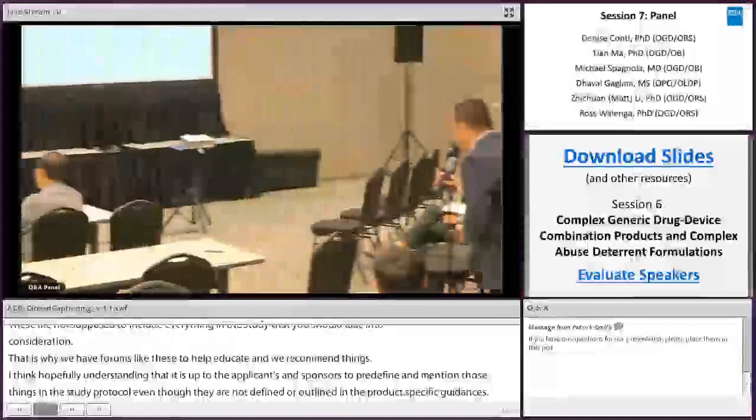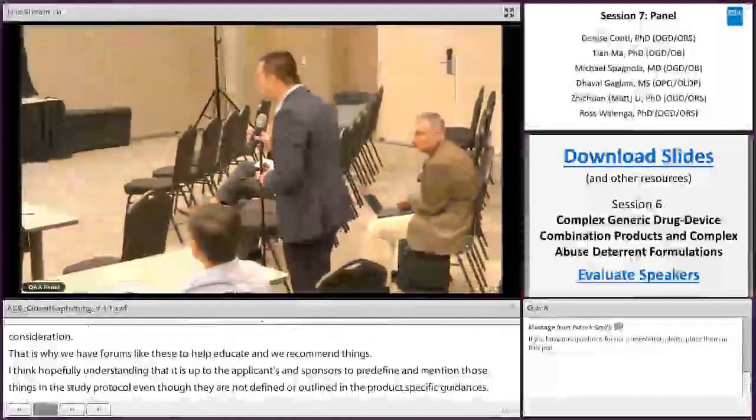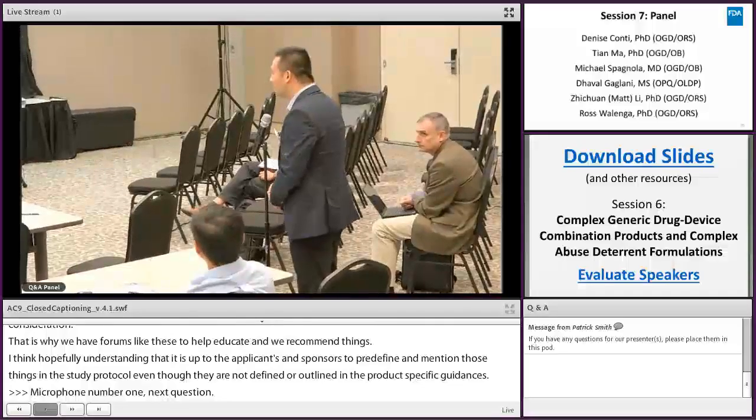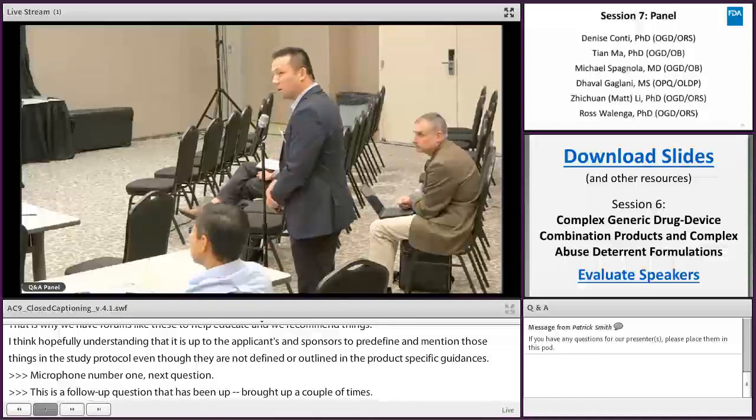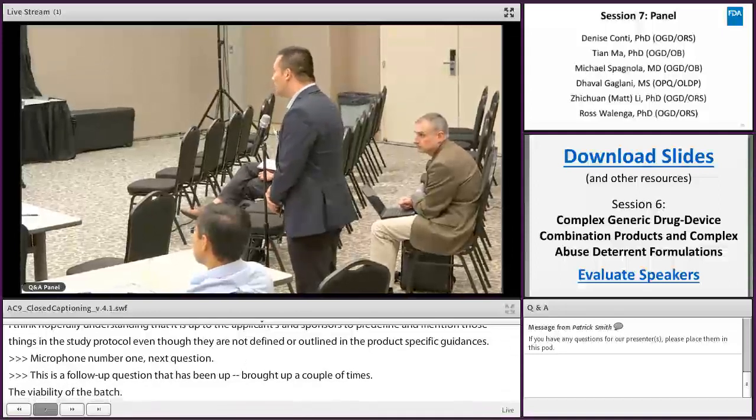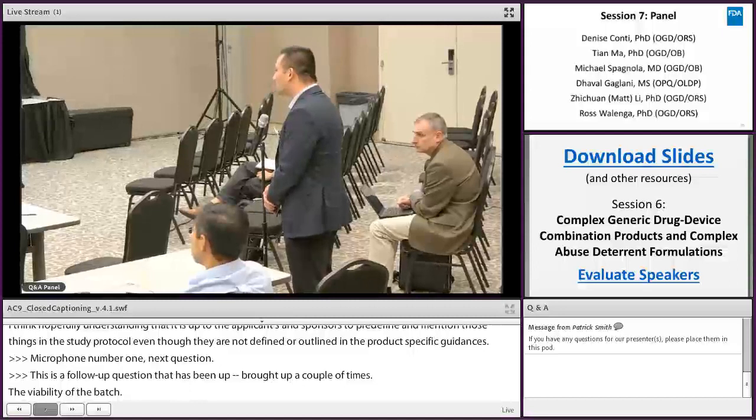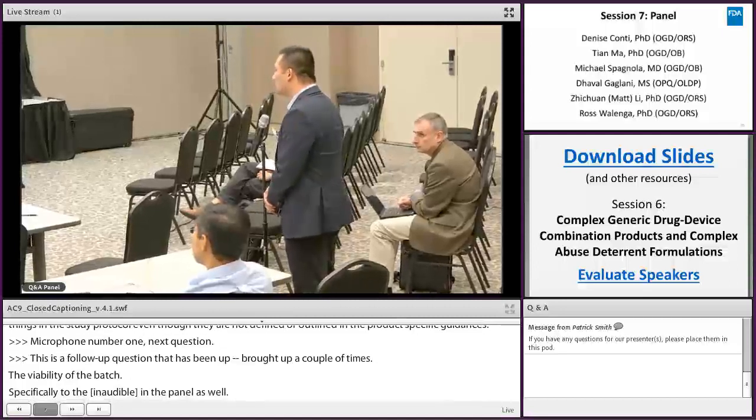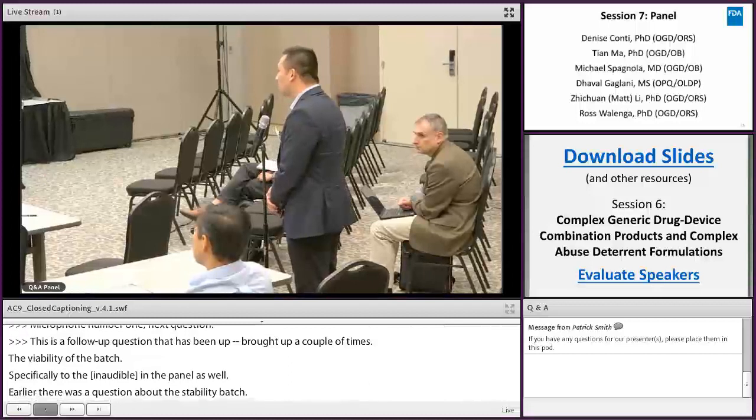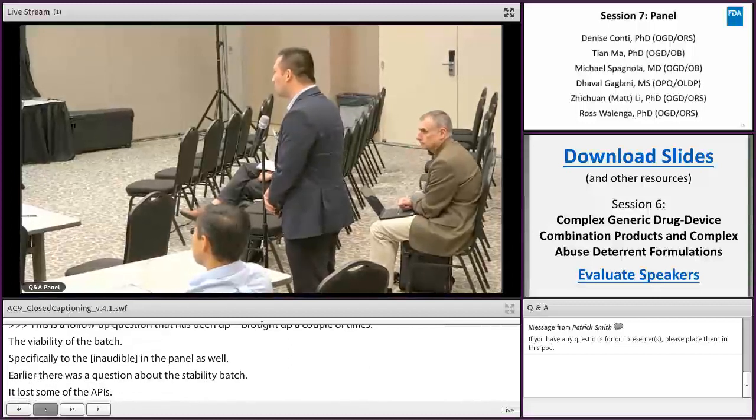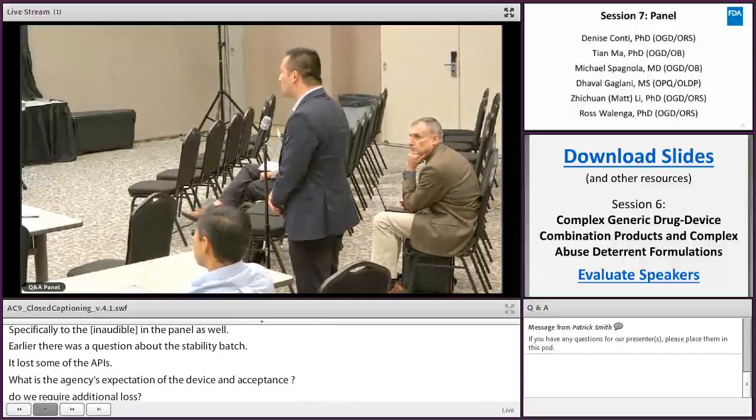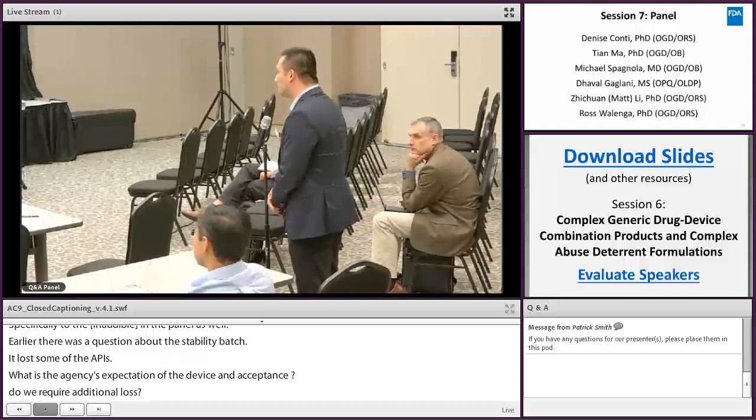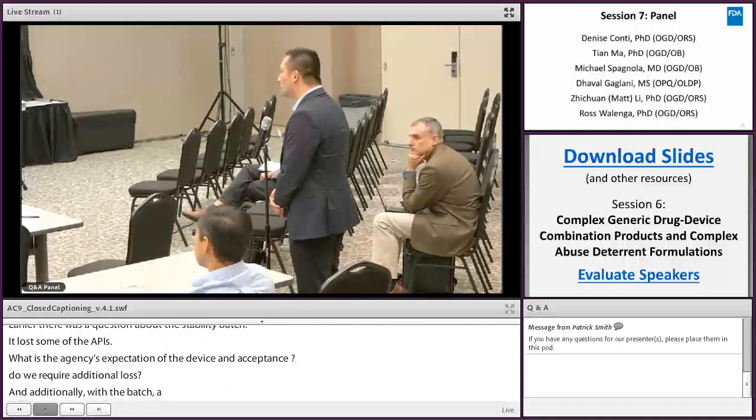This is a follow-up question, actually. This has been brought up a couple of times about lot-to-lot variability of the stability batch. So the question is mostly for Deval of the panel as well. Earlier there was a question about the stability batch, where we expect 3 lots of APIs. What's the agency's expectation on the device and acceptance? Do we require additional lots from these components? And additionally, for the long-term stability batch, what worst case scenario will be sufficient? We just put that in the horizontal position. If we define this as the worst case, would that be sufficient to meet expectations?